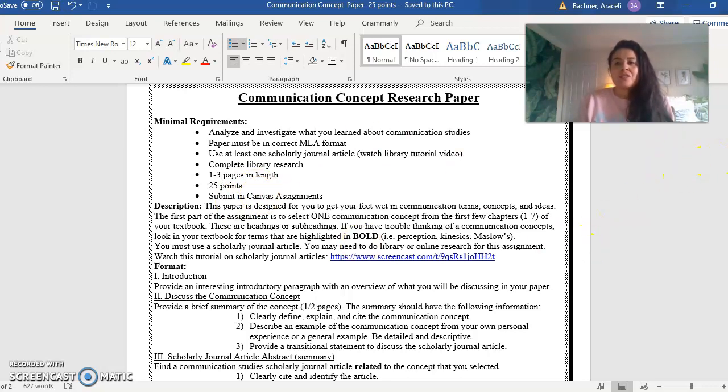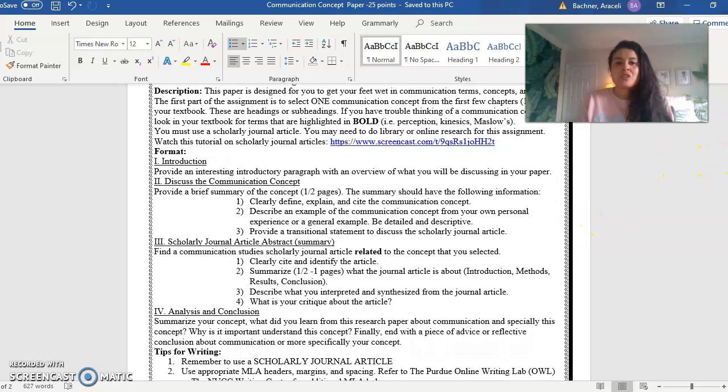All right, so moving on into detail, the description. This paper is designed for you to get your feet wet in communication concepts, terms, and ideas. The first part of the assignment is to select one communication concept from the first few chapters, chapters 1 through 7 of your textbook. These are headings or subheadings. If you have trouble thinking of a communication concept, look in your textbook for terms that are highlighted in bold, i.e. perception, kinesics, Maslow's hierarchy of needs.